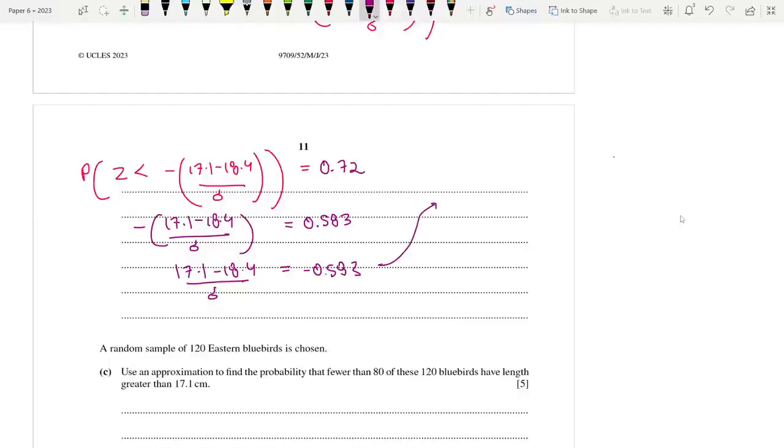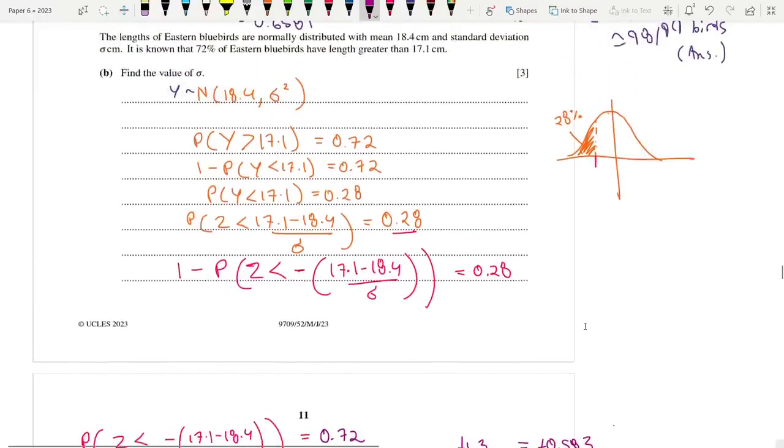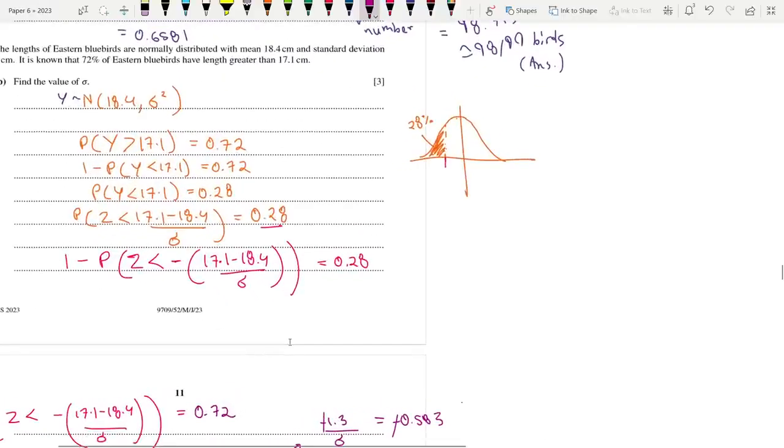17.1 minus 18.4 is minus 1.3. Minus 1.3 by sigma is minus 0.583. We can get rid of the minus, so 1.3 divided by 0.583. Sigma to three significant figures is 2.23. That's my final answer. I wanted to show you guys another technique.